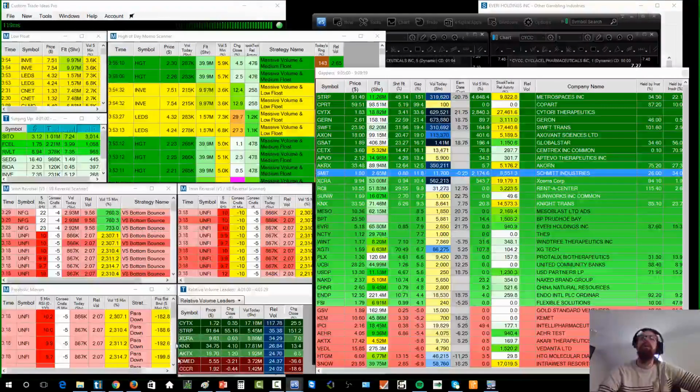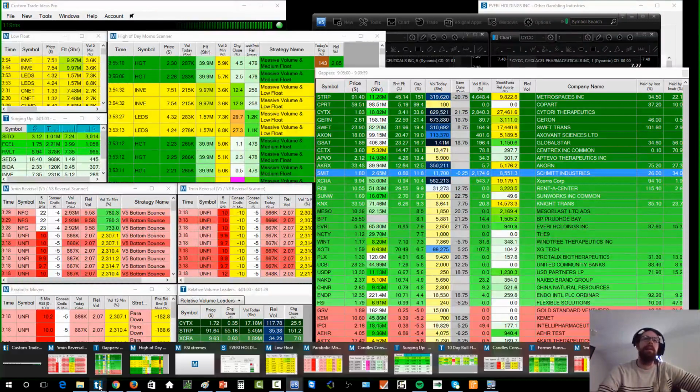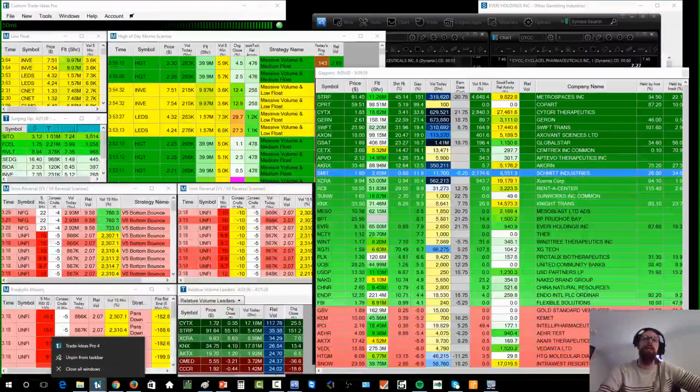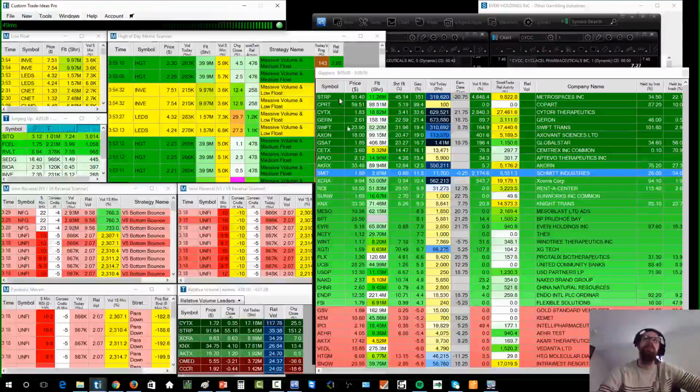But I simply load it from my desktop down here. I just click Trade Ideas. I have it pinned. So you can right click any platform or program and pin it to your desktop or to your nav bar, whatever this is called. And it's always going to be there. So I open Trade Ideas and this is the layout.